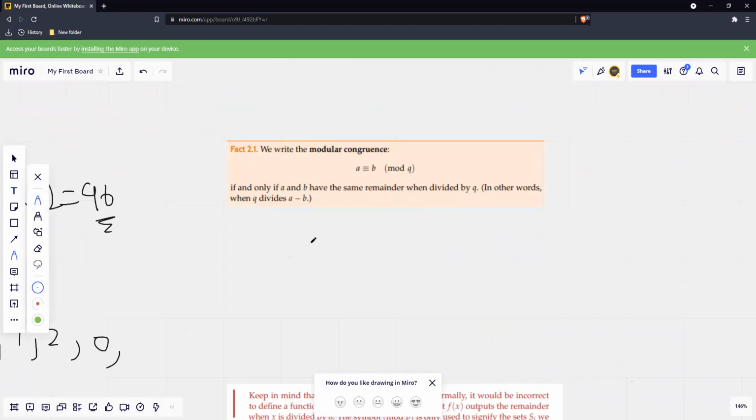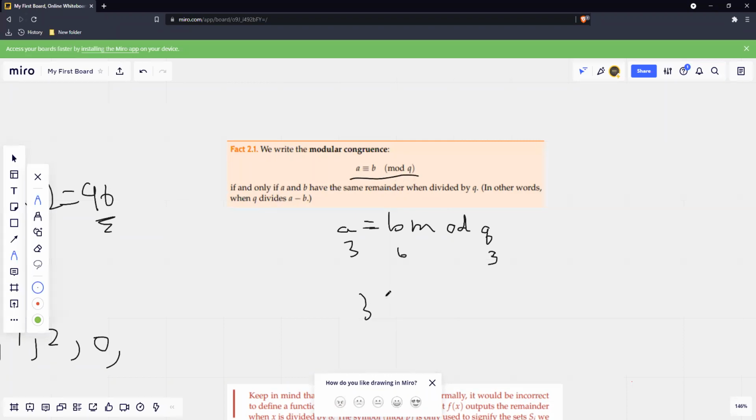So basically we write A is congruent to B mod Q if and only if A and B have the same remainder when divided by Q. So if A is 3 and B is 6, and let's say Q is equal to 3, we can say 3 is congruent to 6 modulo 3, if and only if A and B have the same remainder when divided by Q. In other words, when Q divides A minus B, and A minus B is -3, and we know that 3 divides -3, right? Yeah, so that's basically modular notation.